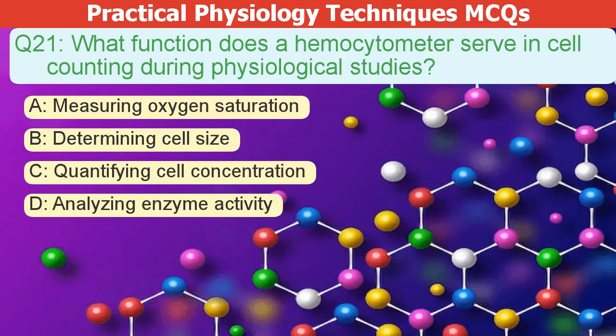What function does a hemocytometer serve in cell counting during physiological studies? A. Measuring oxygen saturation. B. Determining cell size. C. Quantifying cell concentration. D. Analyzing enzyme activity.